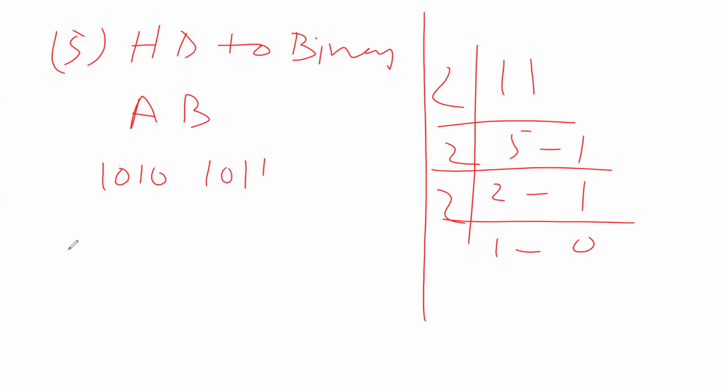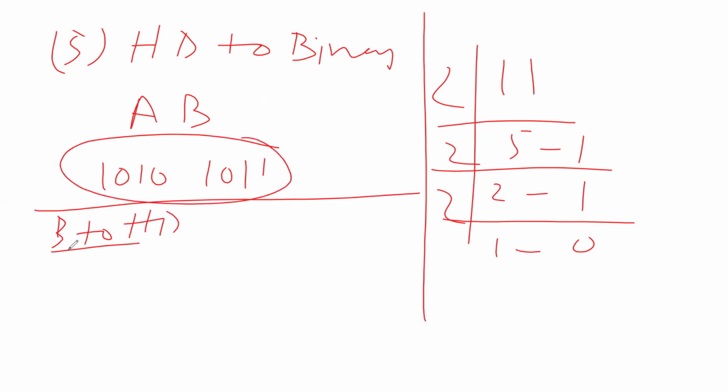Okay. Now binary to hexadecimal. We will write these numbers again: 1, 0, 1, 0, 1, 0, 1, 1. From the right side, we will make groups of 4 bits. Now we will place the powers: 1, 2, 4, 8. And we select the ones.